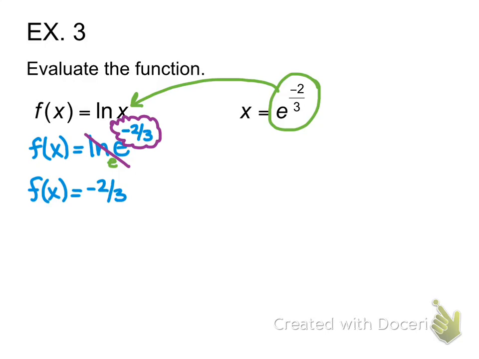You can even type this into your calculator, natural log e to the negative 2/3 power, and when you hit enter, you change it back to a fraction, you would get negative 2/3. But the purpose here is to use the properties and not your calculator. Later on, when we have equations with variables in them, you're not going to be able to type that into your calculator and find out the answer.